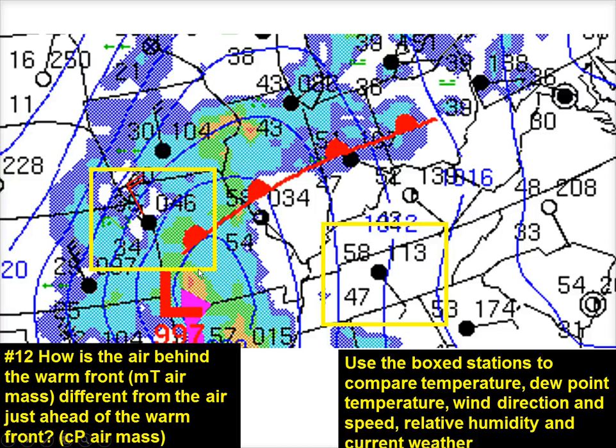The other thing is relative humidity. Behind the warm front, the storm is past, and the relative humidity is lower because the temperature and the dew point are much farther apart. When we're right near the warm front, this is where the storm is, and the air temperature and the dew point are close together, and we're getting precipitation here.